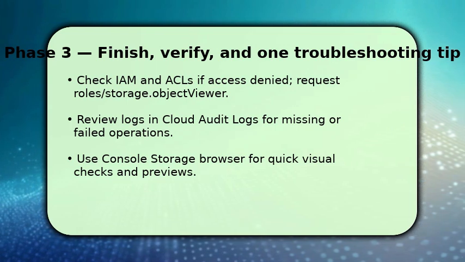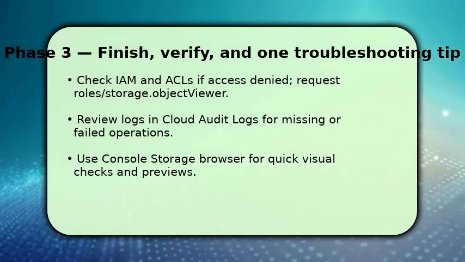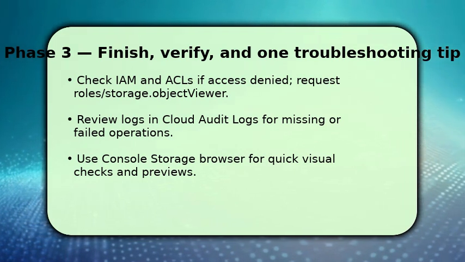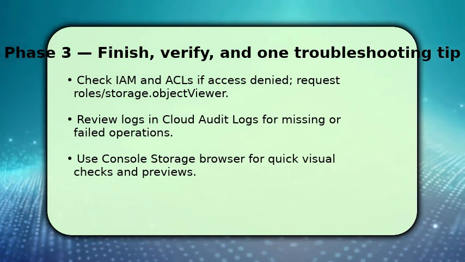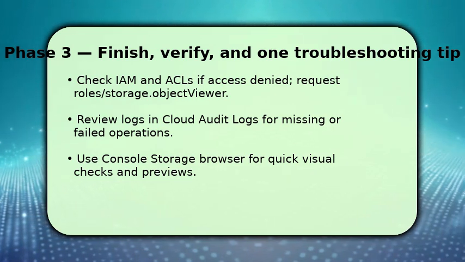Once done, review Cloud Audit Logs to see failed operations or denied calls, which explains why something didn't appear. Finally, use the console storage browser for a quick visual check and preview objects. If sync looks off, rerun gsutil -m rsync or contact the owner to reconcile differences.